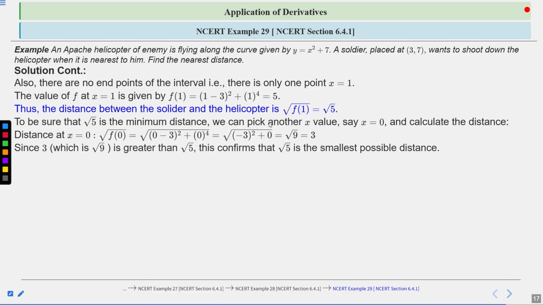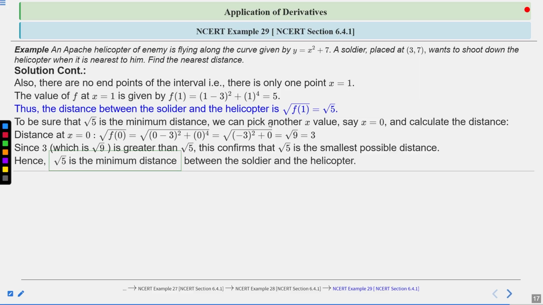Since 3, which is root over 9, is greater than root over 5, this confirms that root 5 is the smallest possible distance. Hence, we can say that root 5 is the minimum distance between the soldier and the helicopter. Clear?